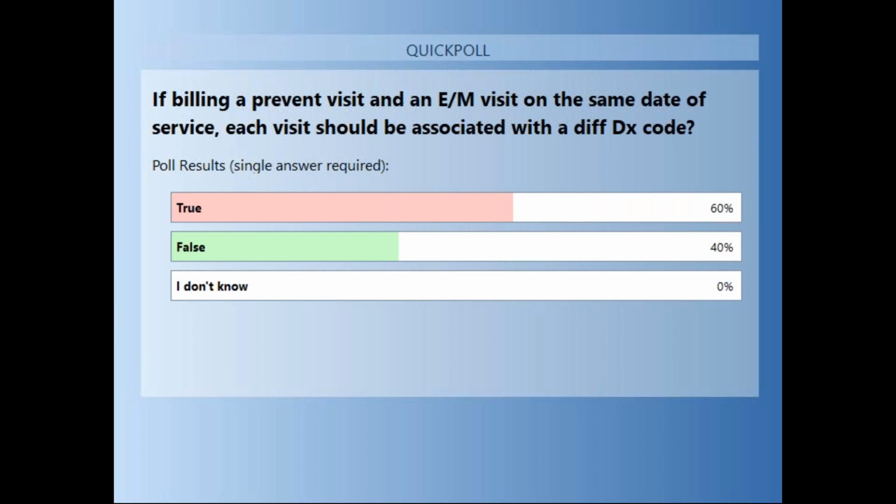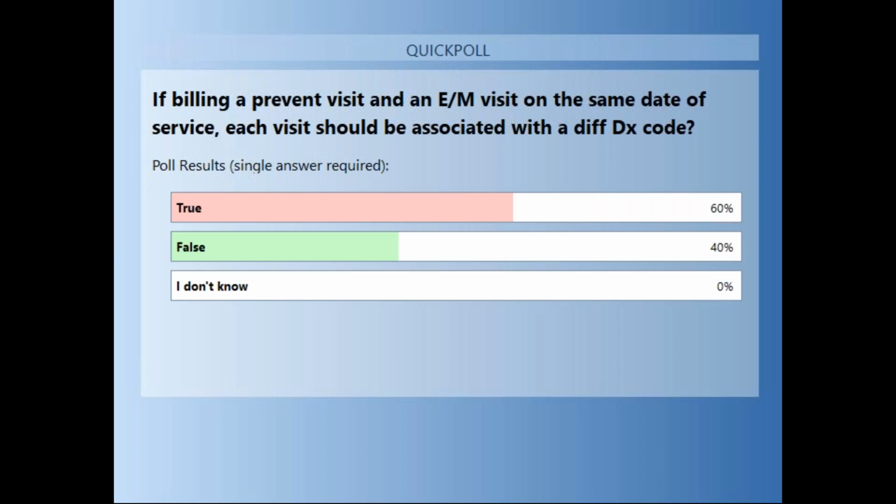Yeah, so this is kind of a tricky question. They really probably should have their own diagnosis code, and that's really going to be to support the medical necessity of the visit. So your preventive medicine service is going to have a Z00 point whatever to support your preventive medicine service. So that's going to be the encounter for preventive medicine service. And then your E&M visit is really going to have whatever problem the patient came in for.